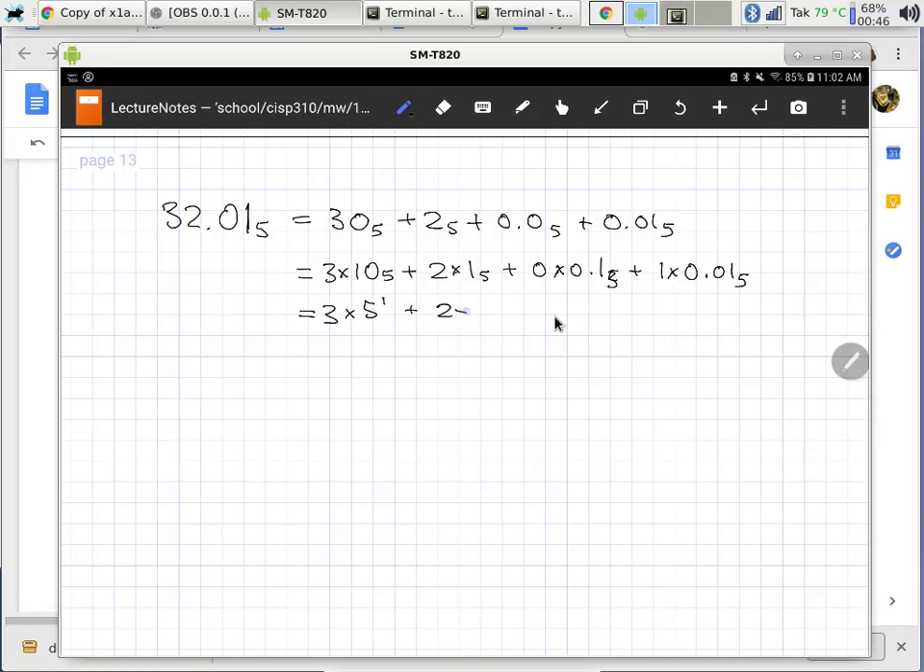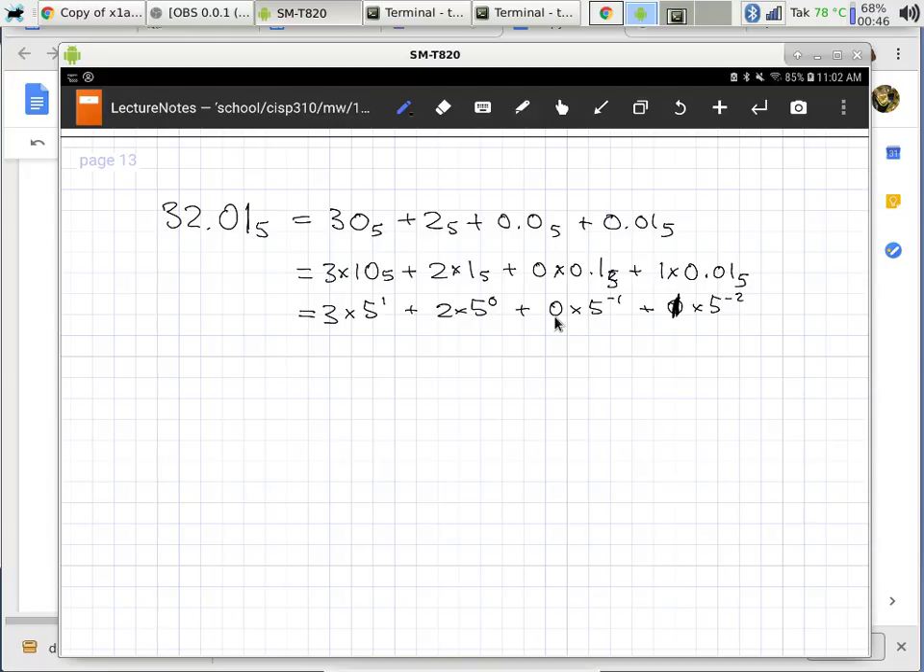This is 2 times 5 to the power of 0. This is 0 times 5 to the power of negative 1. And this is 1 times 5 to the power of negative 2. So this is where the actual, quote-unquote, base conversion happens.